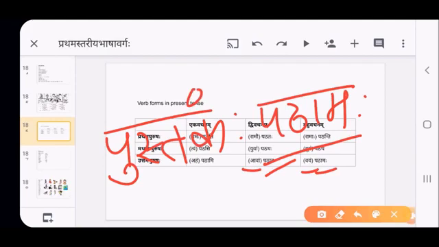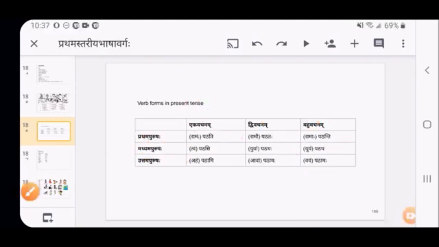One thing to ask: Aham Pathami, I read and I am reading, both are okay? Yes, both are okay. Depending on the context, we will have to look at what the paragraph is saying or what story is going on. So Aham Pathami means I am reading or I read.